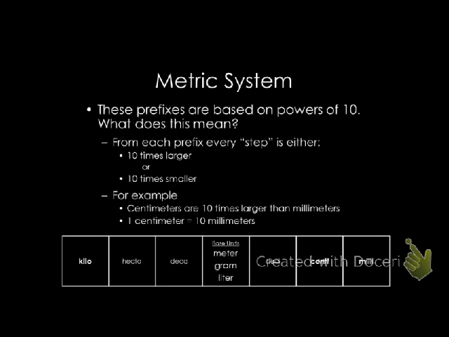Now, the prefixes that we use are based on powers of 10. What does that really mean? Well, it means that as we move either to the left or to the right, the units that we are using, the prefixes, get either 10 times larger or 10 times smaller than the previous one that we were at. As an example, centimeters are 10 times larger than millimeters, or 1 centimeter is equal to 10 millimeters.